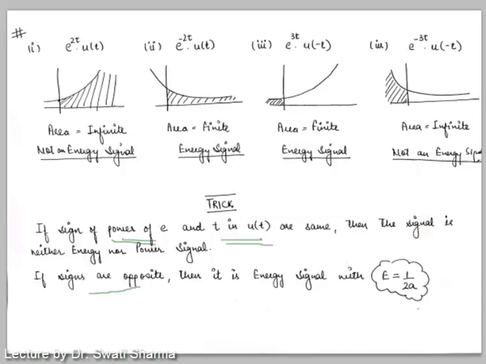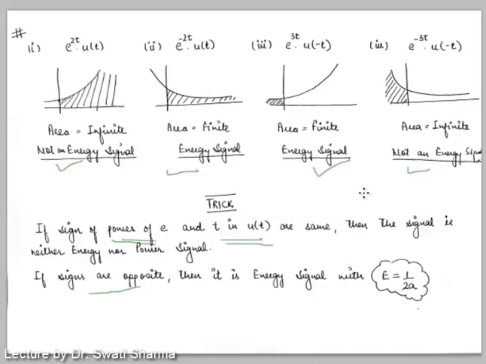So here you can see that in the first case, the power of e is positive and t is also positive. So both the signs are the same and the signal is not an energy signal. Here the power of e is negative, but in u of t, t is positive, so both the signs are opposite, so it is an energy signal. Similarly here the signs are opposite, so it is an energy signal, whereas here again the signs are the same. This is negative and t is also negative, so it is not an energy signal.